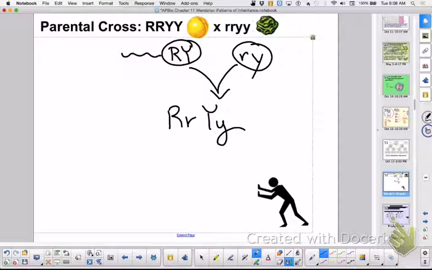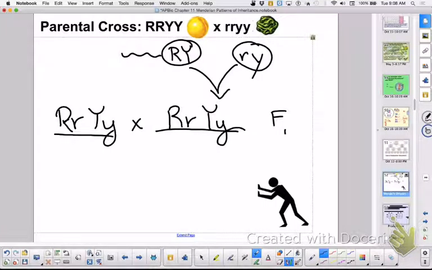Okay. Now, this is my parental generation. This is my F1. I want to cross 2 of these. How many different gametes? So I'm going to cross big R, big Y, little y with another one. How many different gametes could each of them make? Tell me right now. Work them out. How many different gametes could each of these make? Work it out.